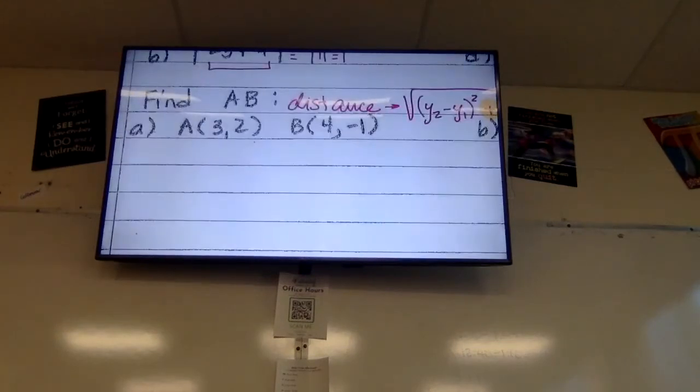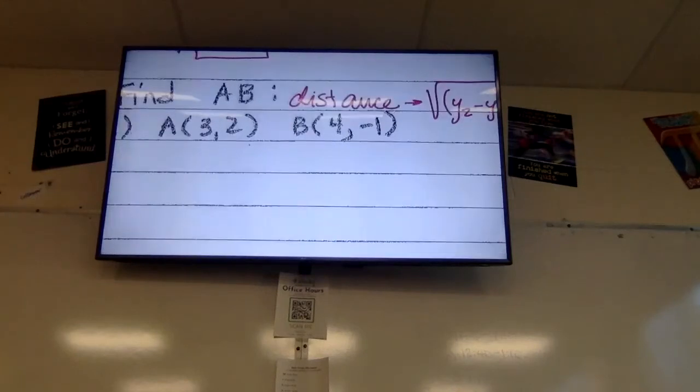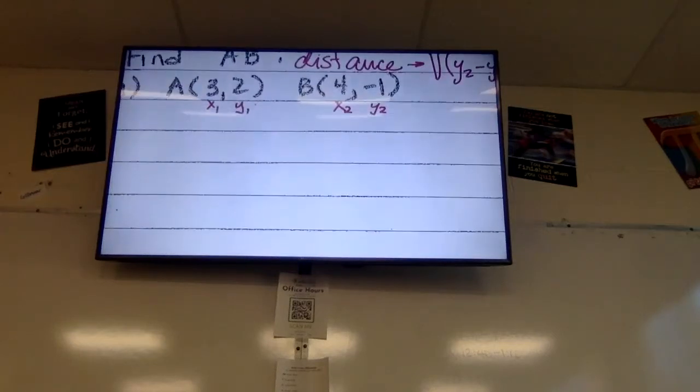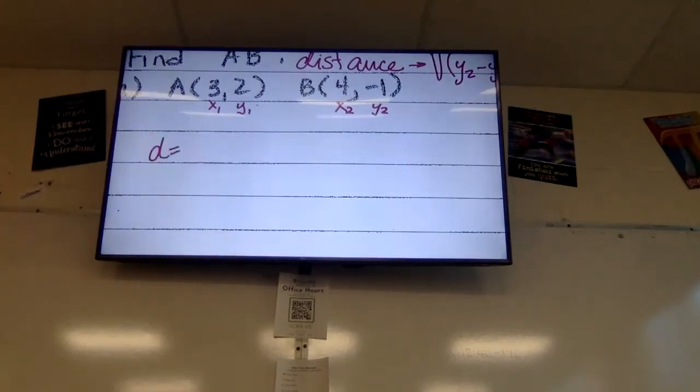So we're going to find the distance. It doesn't matter where you start, just label your points and then act accordingly. For this one, I'm going to label my A as my x1, y1, and my B as my x2, y2. So when I do my distance formula, I'm going to say d, distance, equals giant square root. We're going to do our y2, negative 1, minus y1, which is 2, squared, plus, and then I'm going to do my x's, 4 minus 3 squared.